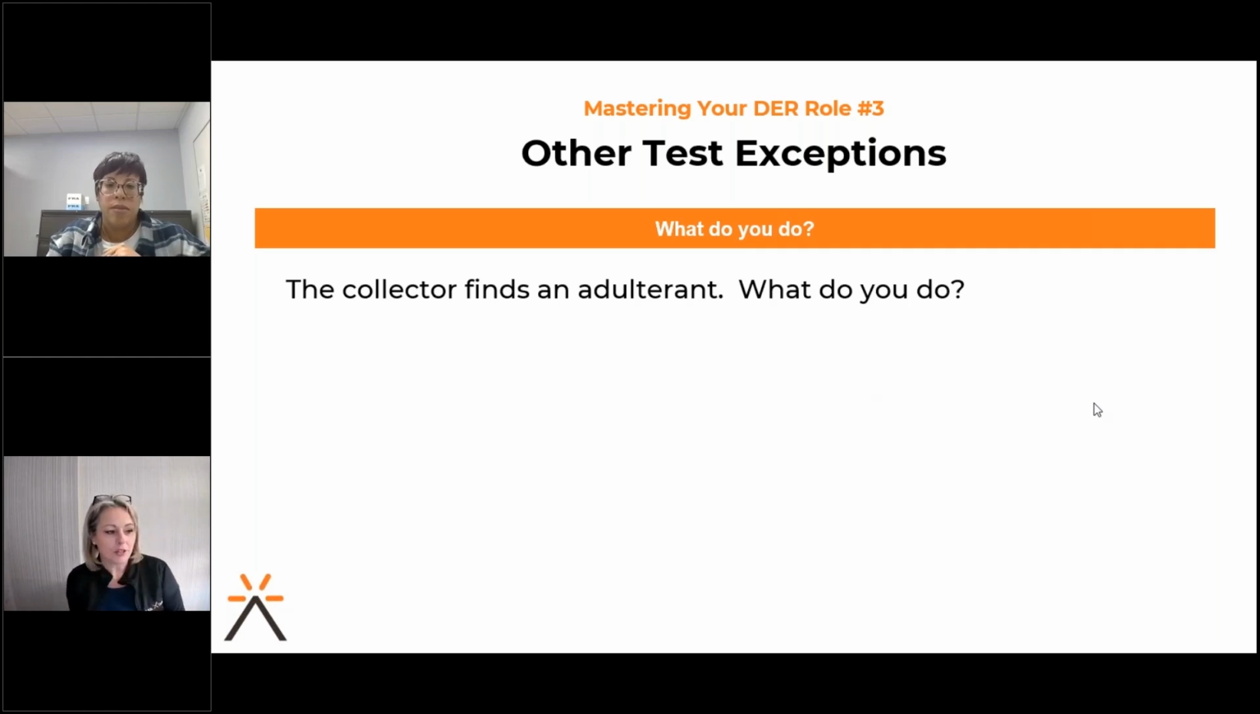What happens if the collector finds an adulterant? The collector calls you and says, hey, something just fell out of their pocket. What do you do as a DER? Ashley, if I called you... Oh, sorry, Heidi, go ahead.